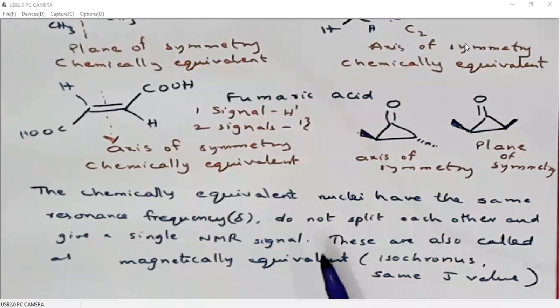Chemically equivalent protons are also called magnetically equivalent. Now we will look at an example where the protons are chemically equivalent but magnetically non-equivalent.